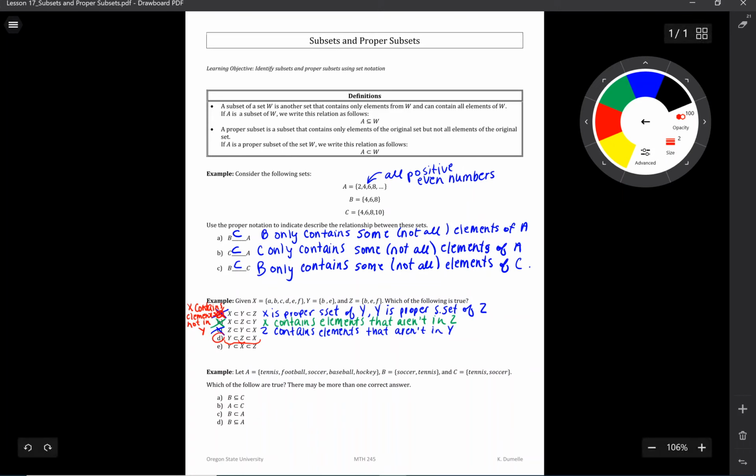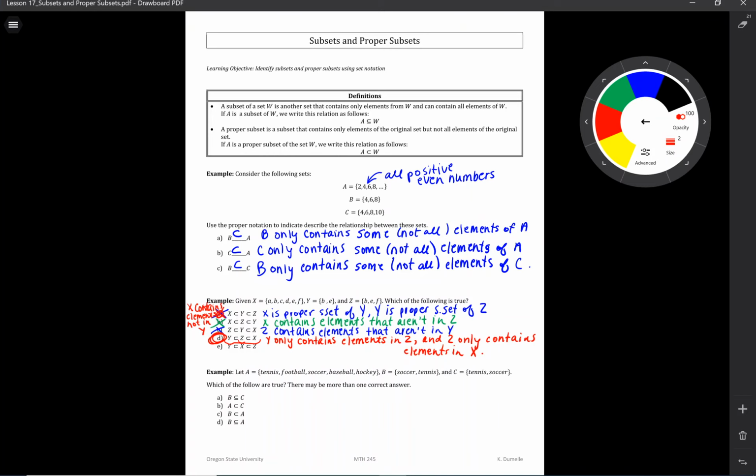So D is correct because Y only contains elements in Z, and Z only contains elements in X. So I know that D has to be true, which means that E cannot be true. So D is our answer.